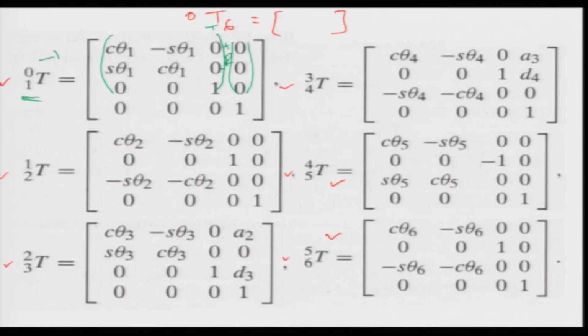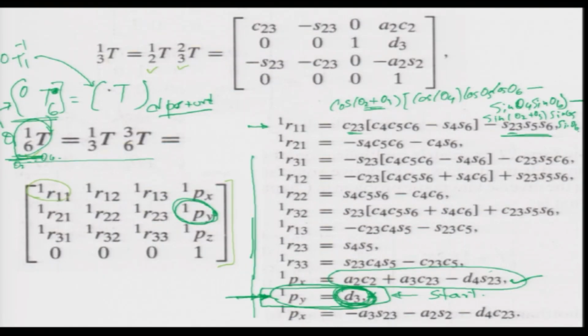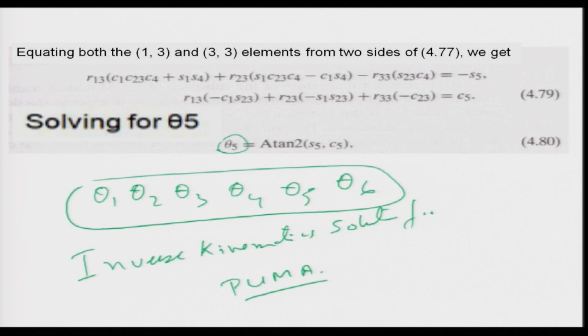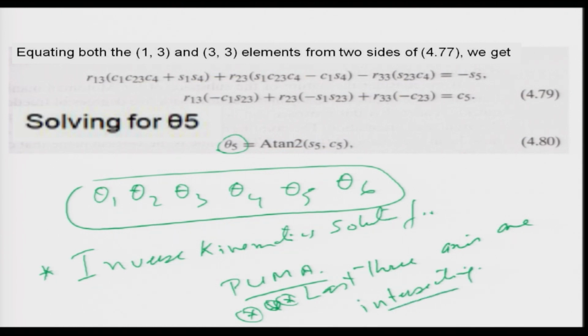So this is the standard way of solving for the PUMA manipulator system. The important part to note is the inverse kinematic solution of PUMA, and the most important part, so let us put 2 or 3 stars on that, is that the last 3 axes are intersecting. This is very important, otherwise this solution will not work anymore.